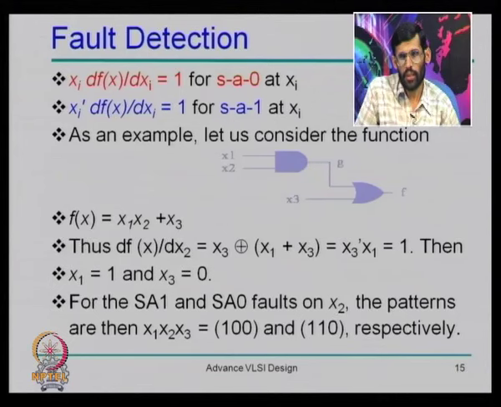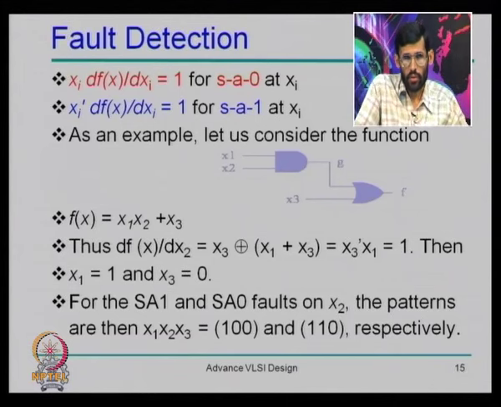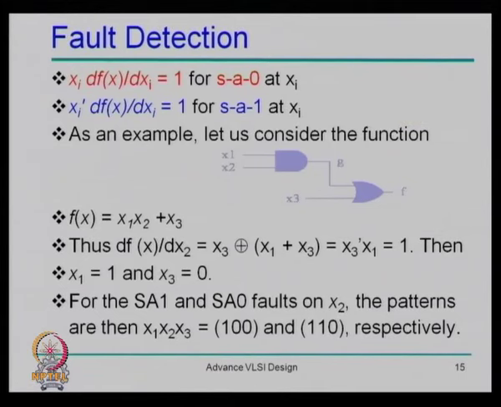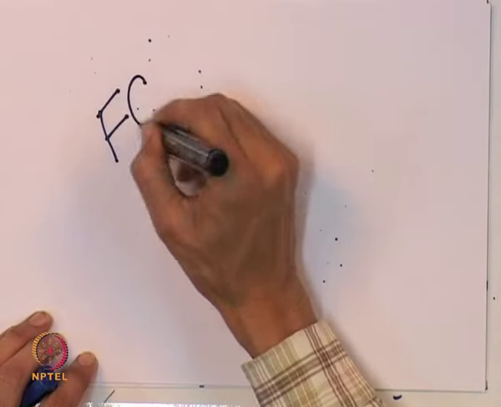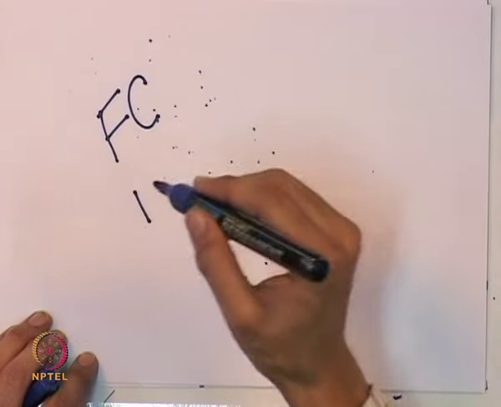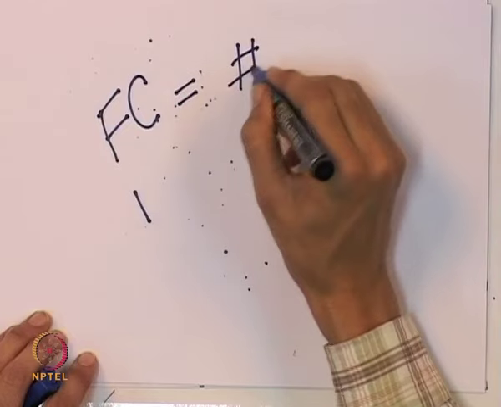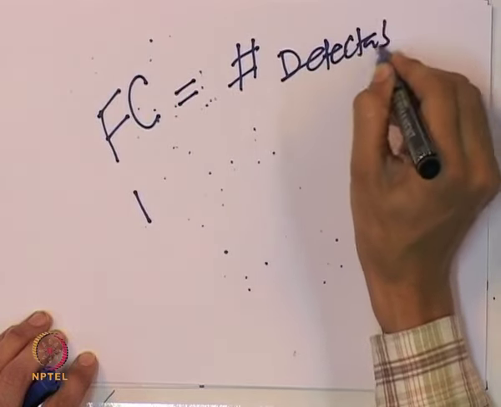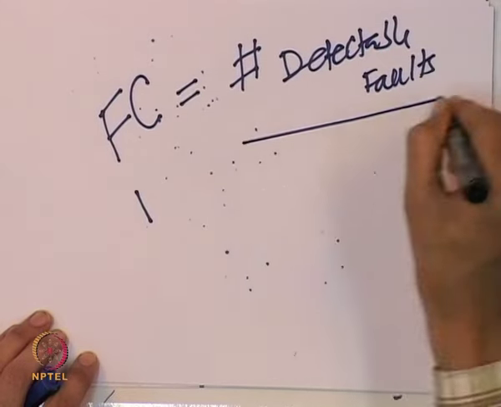So now this will give you the test vector, or identify the fault as a redundant fault. Hence, I can say that this method is a complete method. This can identify a fault as a testable fault and give you the test vector, or identify the fault as an untestable fault or redundant fault. So now we compute two different parameters. One is known as fault coverage, another is known as fault efficiency. Fault coverage is defined as the number of detectable faults divided by the total number of faults.